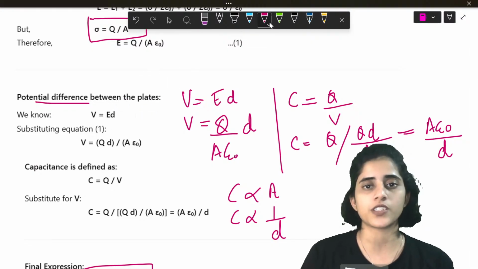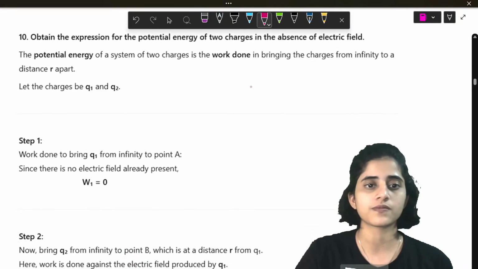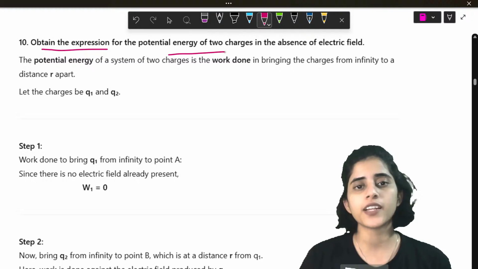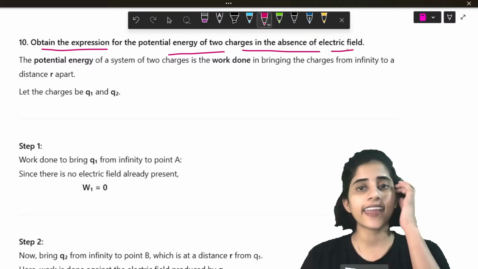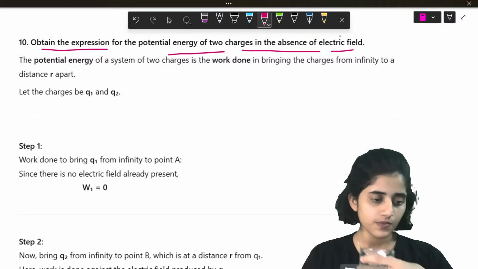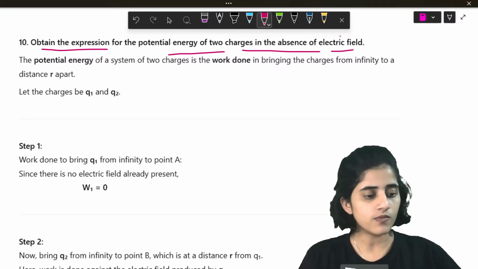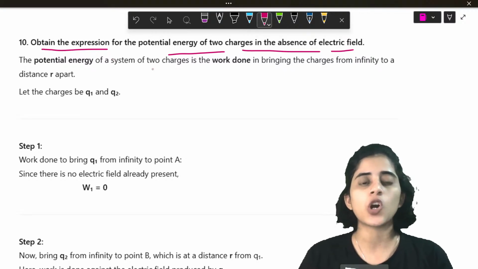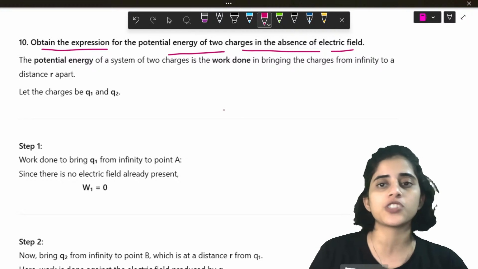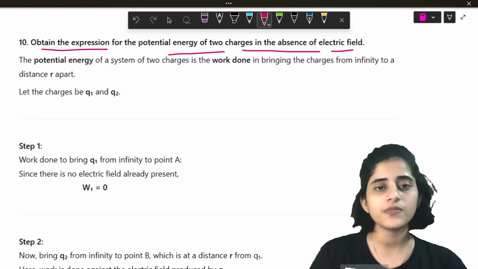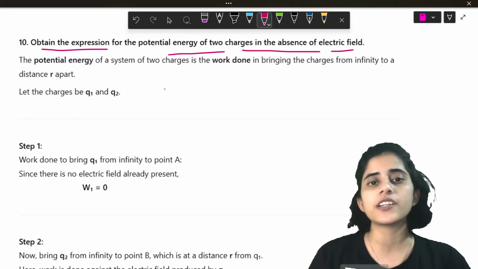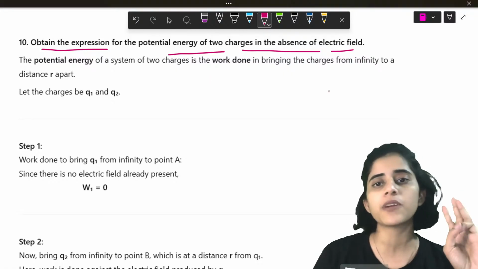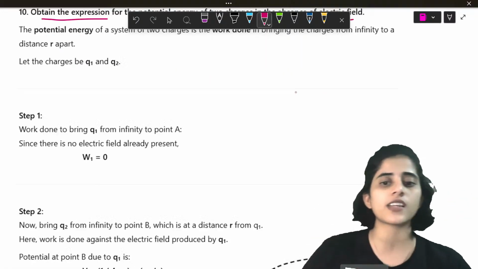Let's move on to the next question. Obtain the expression for the potential energy of two charges in the absence of an electric field. The potential energy of a system of two charges is the work done in bringing the charges from infinity to a distance r apart.